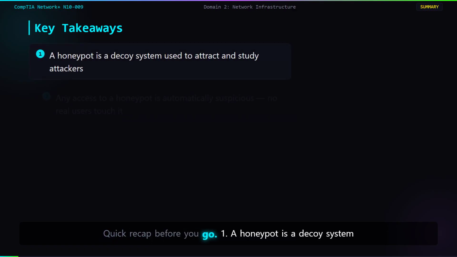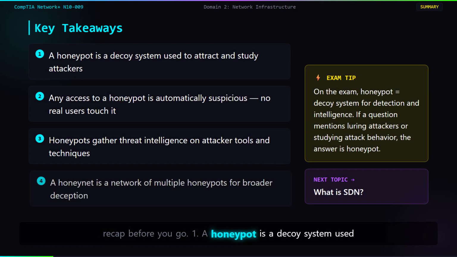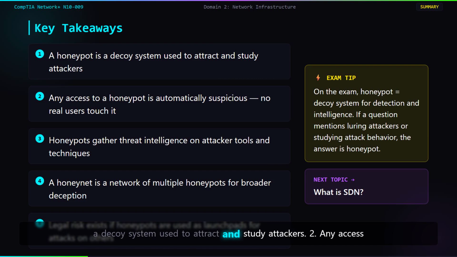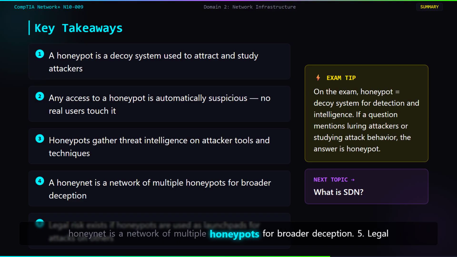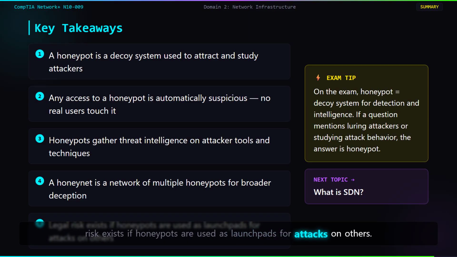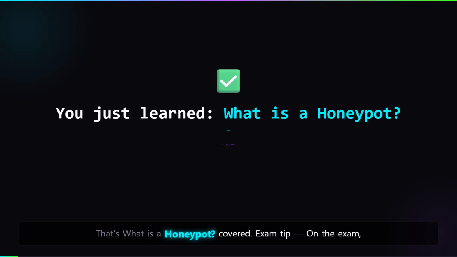Quick recap before you go. 1. A honeypot is a decoy system used to attract and study attackers. 2. Any access to a honeypot is automatically suspicious. No real users touch it. 3. Honeypots gather threat intelligence on attacker tools and techniques. 4. A honeynet is a network of multiple honeypots for broader deception. 5. Legal risk exists if honeypots are used as launch pads for attacks on others. That's what is a honeypot.